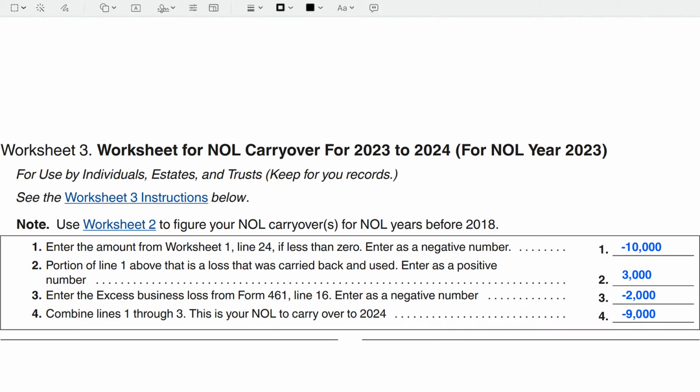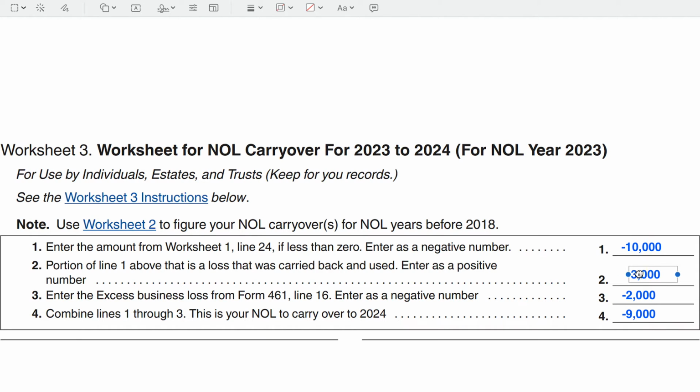So also, a side note, since we mentioned Worksheet 1 and Worksheet 3, you would need to use Worksheet 2 to calculate any NOL carryovers for NOL years prior to 2018. So this is pretty straightforward. You're going to take the line 24 amount from Worksheet 1 if it's less than 0. So you're going to enter that amount as a negative number, which we did right here.